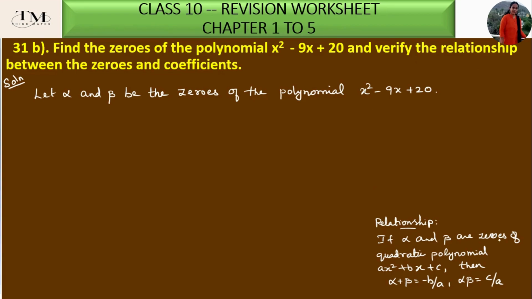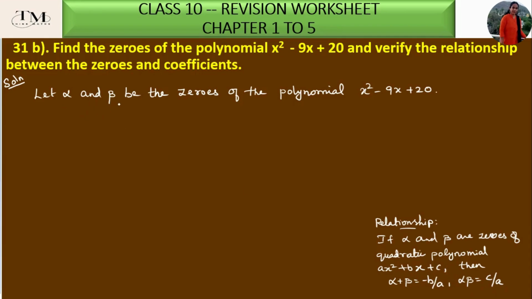If alpha and beta are zeros of the polynomial ax square plus bx plus c, so this is the general quadratic polynomial, then alpha plus beta will be equal to minus b by a and alpha beta is equal to c by a. So this is the relationship we have to prove. So let me start the solution.